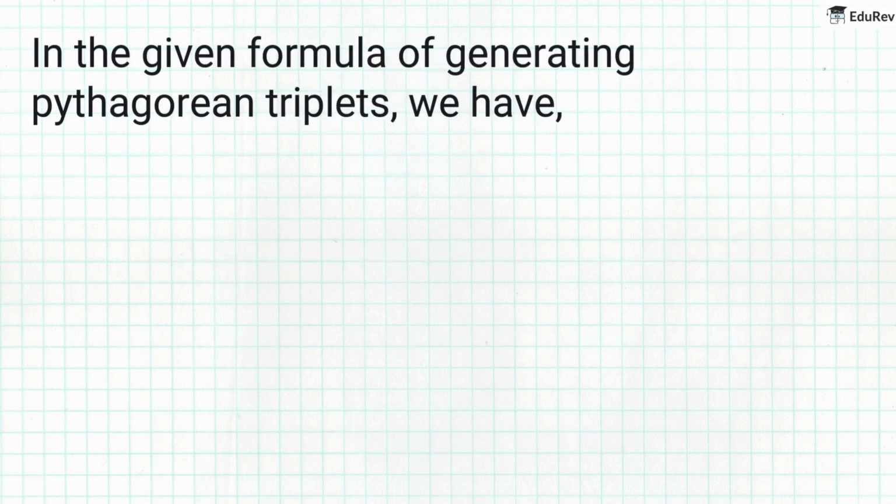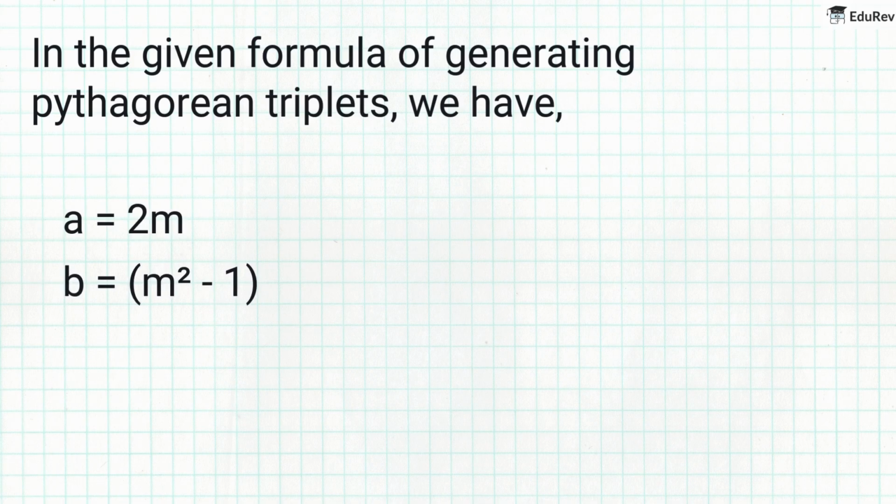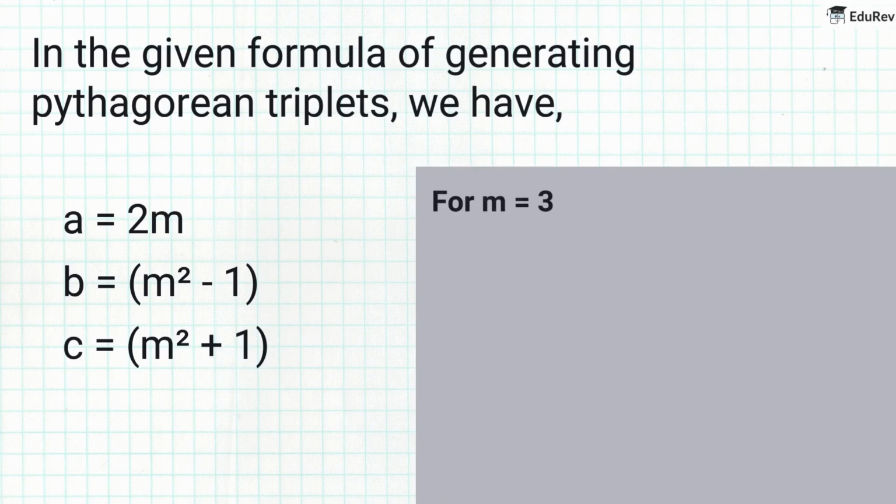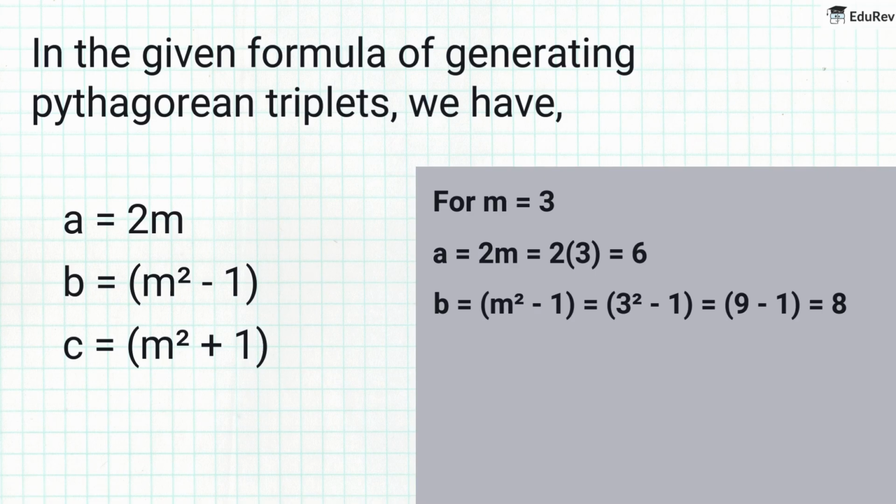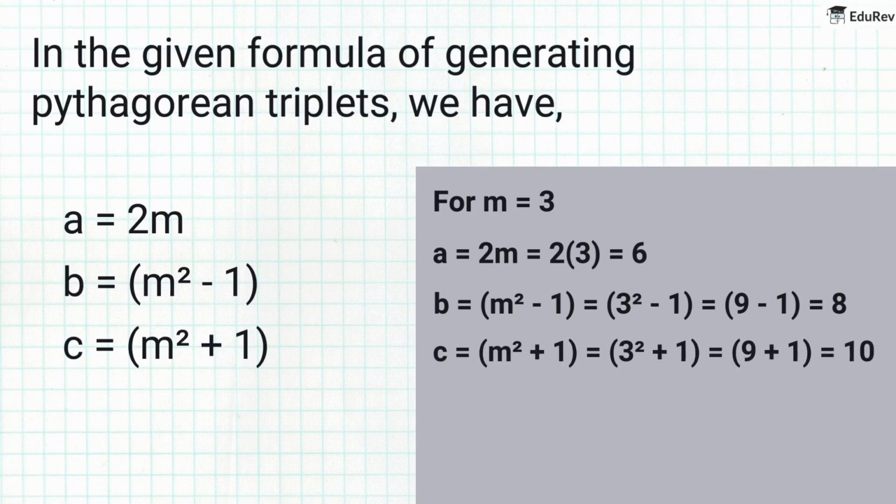In the given formula for generating Pythagorean triplets, we have a is equal to 2m, b is equal to m squared minus 1, and c is equal to m squared plus 1. For instance, if we take m is equal to 3, then a is equal to 2m is equal to 2 times 3 equals 6, b is equal to m squared minus 1 is equal to 3 squared minus 1 is equal to 9 minus 1 is equal to 8, and c is equal to m squared plus 1 is equal to 3 squared plus 1 is equal to 9 plus 1 is equal to 10.